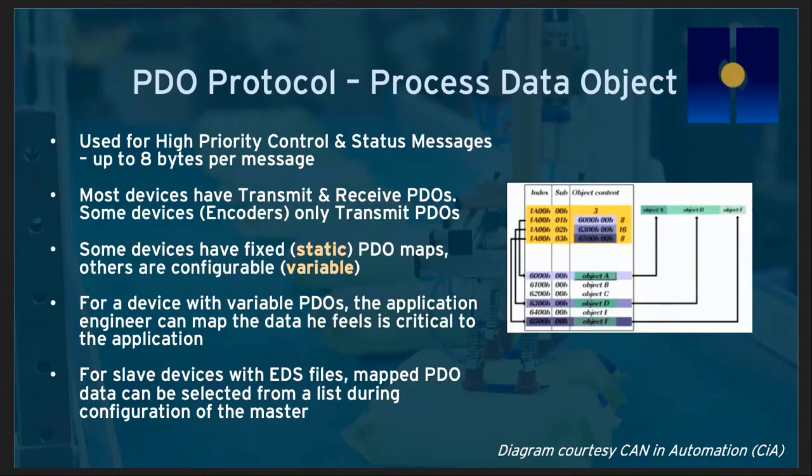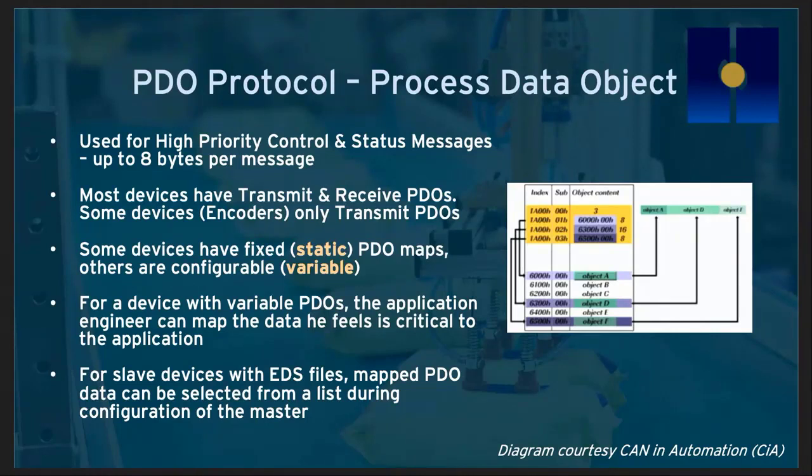So this is kind of one-way information. PDO type data is either transmitted by a device or it's received by a device. So it's not like Modbus where you have one set of registers where you're reading and writing them with multiple devices. With the PDOs, you're typically having one device transmitting them and another device receiving them.